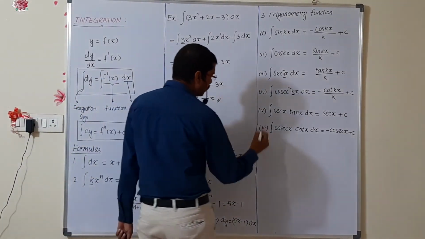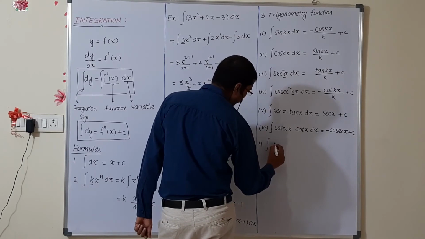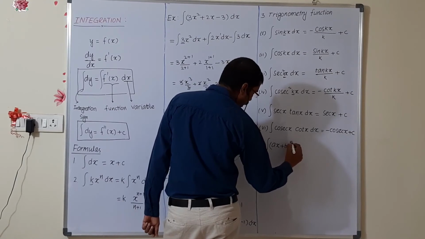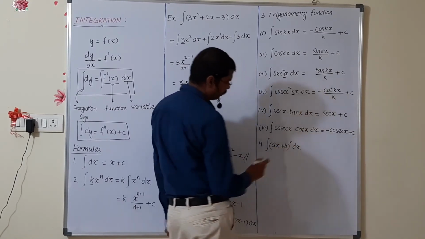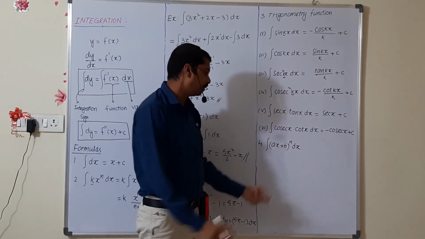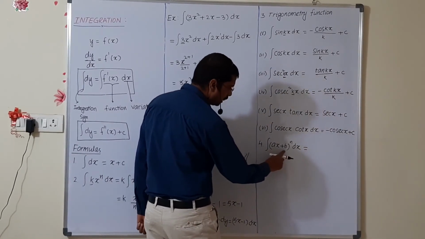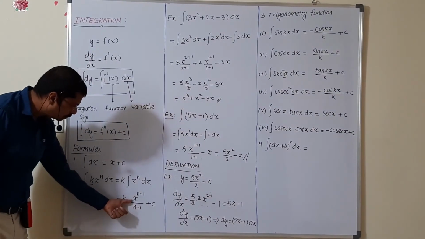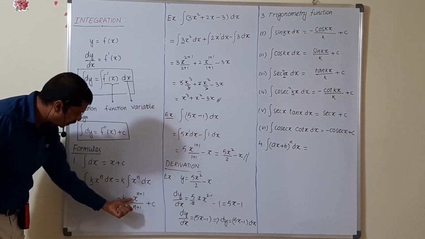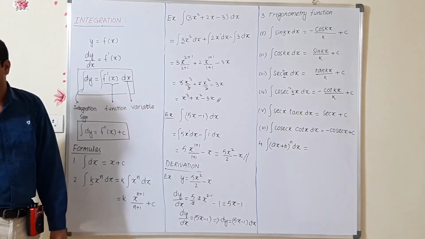After that, another formula, the fourth formula, we can write: the integration of (ax plus b) to the power n dx. Here a and b are constants. The formula is the same as for x to the power n: x to the power n plus 1 upon n plus 1.